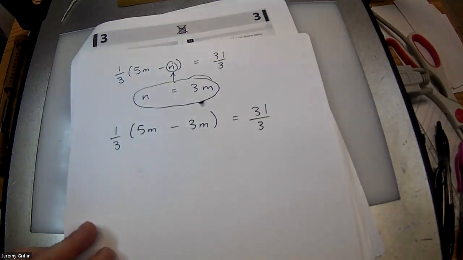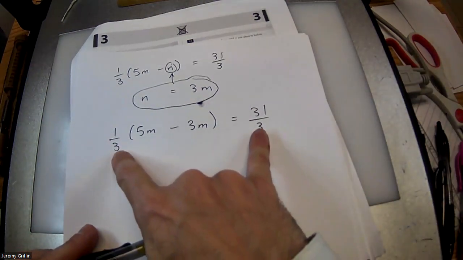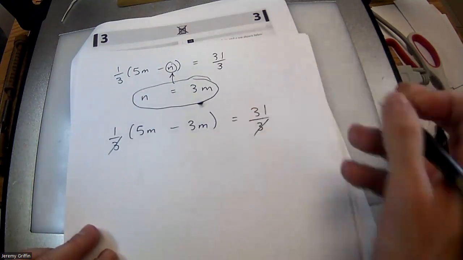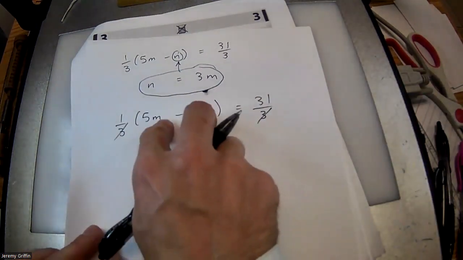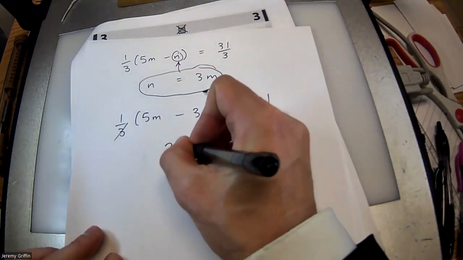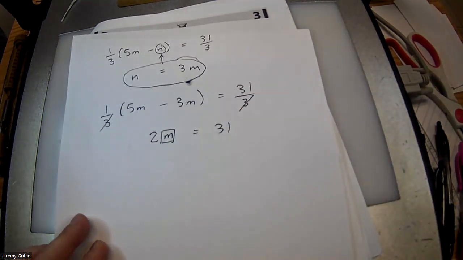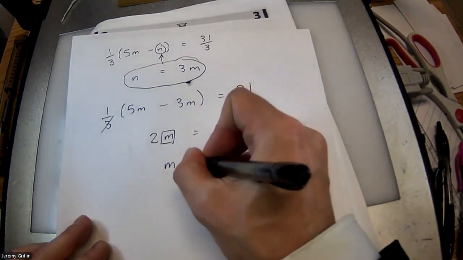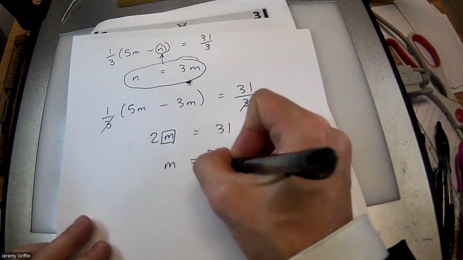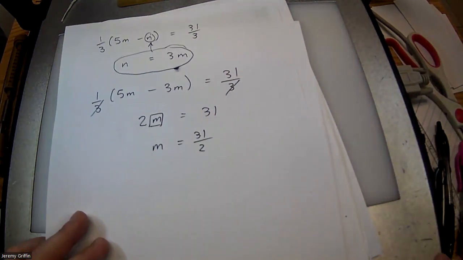Right, is that okay? Oh, can I just scratch out this 3? Multiply both sides by 3, right? Okay, 5m minus 3m is 2m, which is 31, right? Okay, so m is 31 over 2. Okay. Remember, this is no calculator.